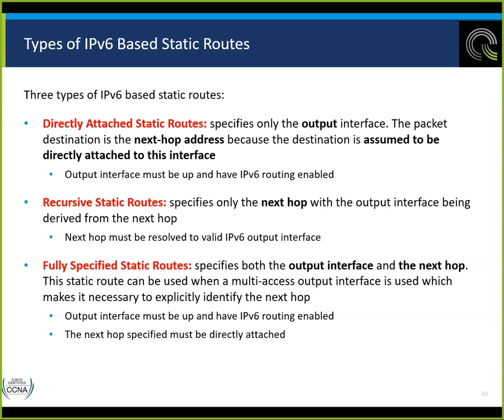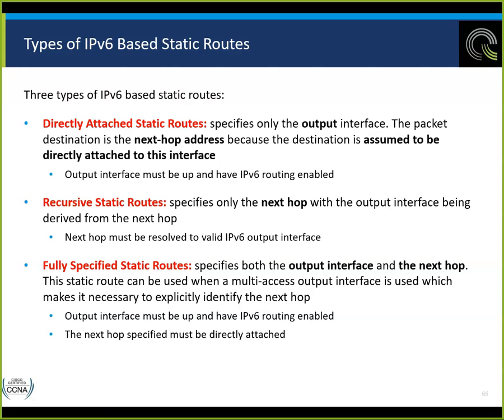Based upon a fully specified static route, we specify both of them. Both the output interface and the next hop address are specified. Used when a multi-access output interface is used, which makes it necessary to explicitly identify the next hop. The output interface must be up and have IPv6 routing enabled, and the next hop specified must be directly attached.